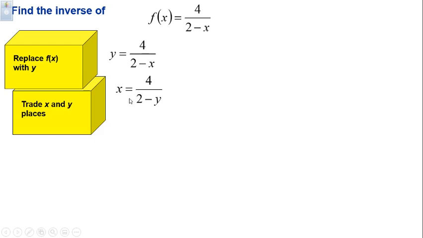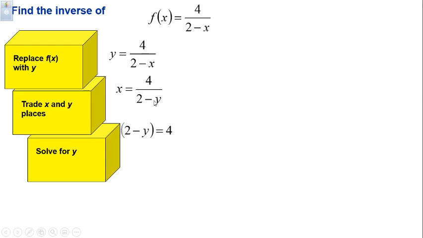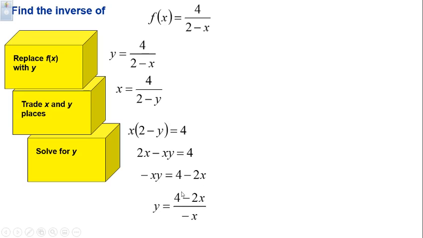This is now the inverse function for the original function, but it doesn't look like a function because the y is not by itself. So the next step is to isolate the y. So we're going to solve for y. What we will do is multiply both sides by 2 minus y. Then we'll distribute the x to both parentheses. Then I'll solve for y. Subtract 2x from both sides and then divide by -x. So this now is my inverse function.